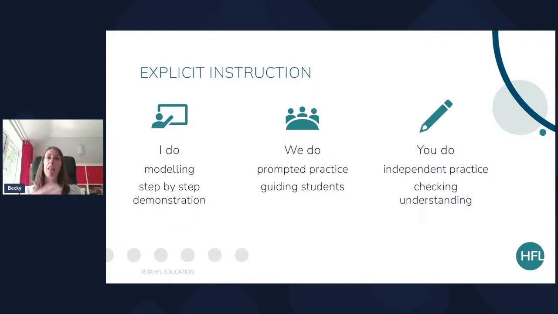And it could well be that this I do, we do, you do goes over a few lessons. So it's making sure teachers are clear that within a lesson, it doesn't have to be I do, we do, you do straight away. That you do might be something that comes a bit later after we've done the guided practice and the prompted practice together.